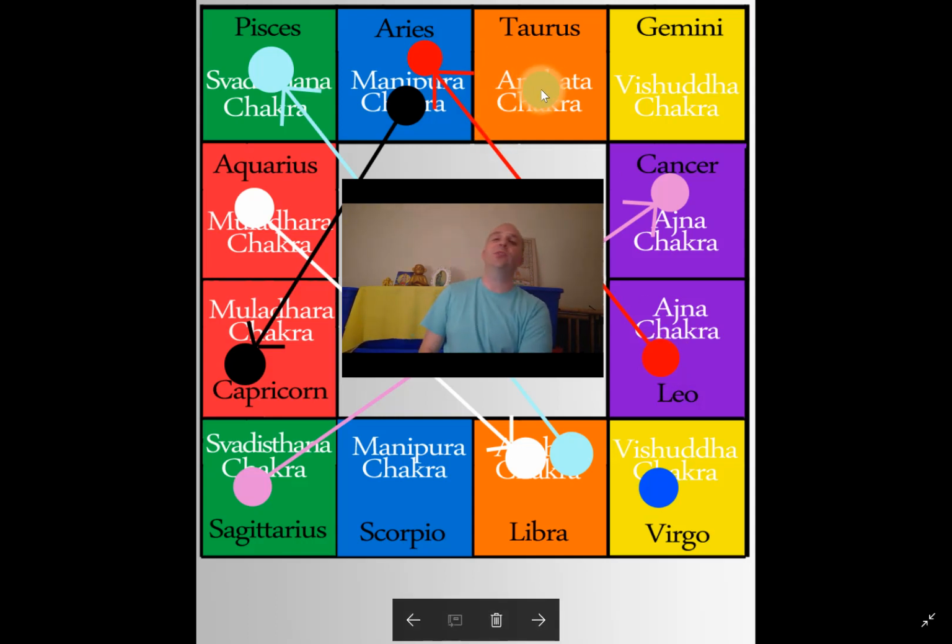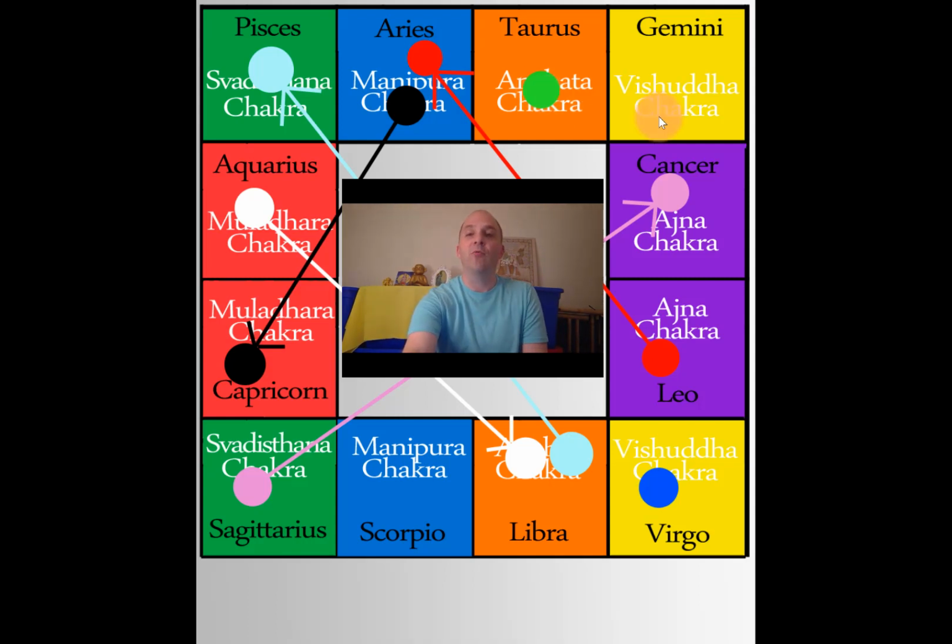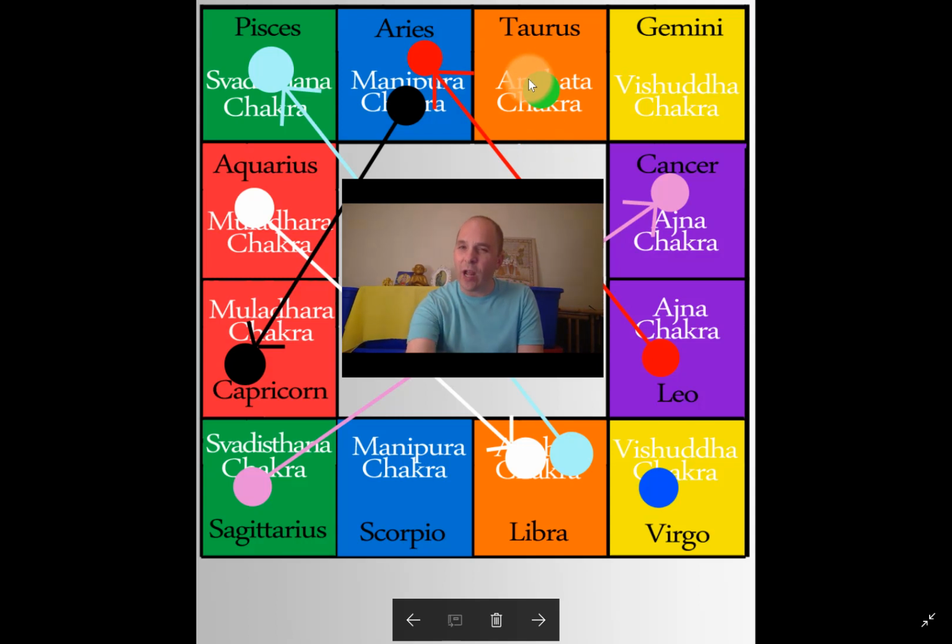Now let's look at the next planet, which would be the moon. The moon is very interesting because the moon rules Cancer, right? But the moon derives its energy from Taurus. And what is Taurus? Taurus is the feminine half of the Anahata chakra, or the feminine half of the heart chakra. So this is about being receptive to the love in our life. This really shows that the moon is a planet of love.